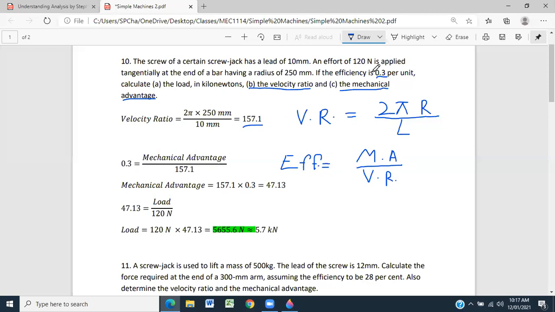Substituting the efficiency that was given to us as 0.3 per unit and the velocity ratio we just calculated as 157, putting that into the formula, we get 0.3 is equal to the mechanical advantage, our unknown, divided by 157.1. Transposing, we get the mechanical advantage equal to 157.1 times 0.3, and that's equal to 47.13, which is, of course, our mechanical advantage, right?